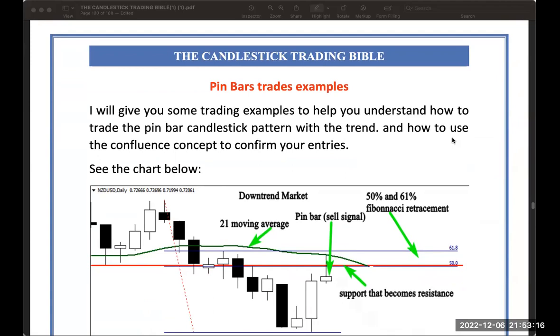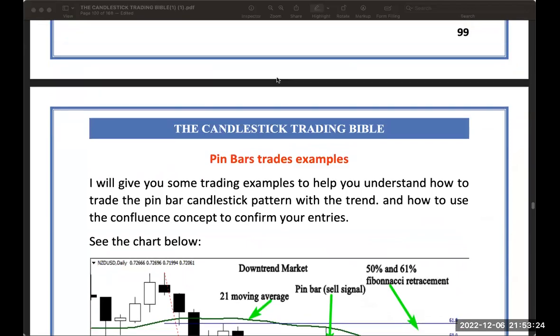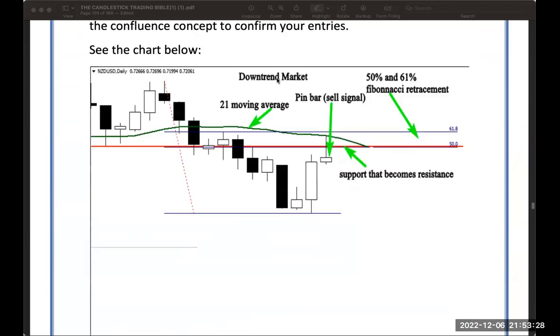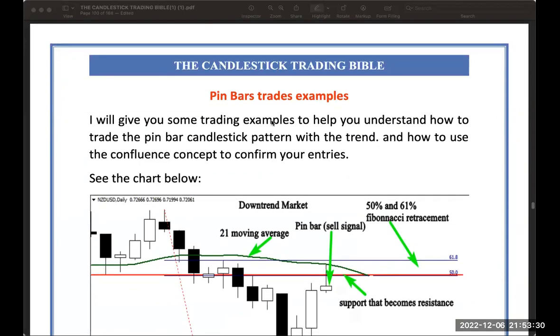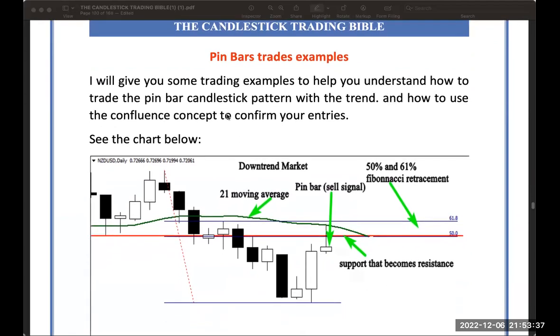All right, so we're going to continue with our reading, the Candlestick Trading Bible being decoded. Okay, pin bar trade examples. So I think we're talking about pin bars from the last time. So we're going to start from here. I'll give you some trading examples to help you understand how to trade the pin bar candlestick pattern with the trend and how to use the confluence concept to confirm your entries.